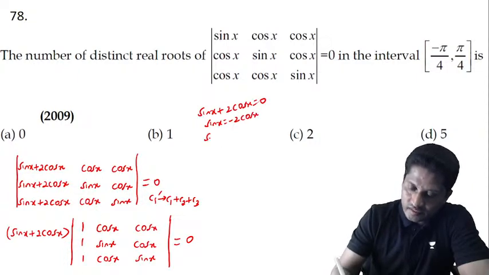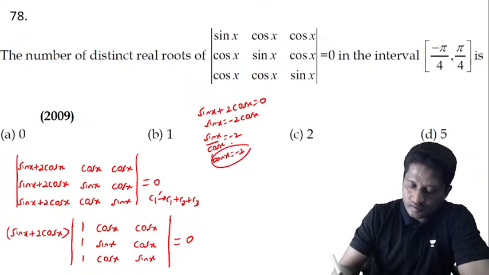Now I can write this as sin x by cos x is equal to minus 2. Tan x is equal to minus 2. This is not going to help you out.